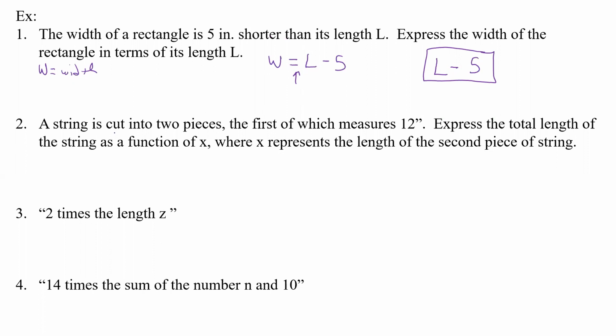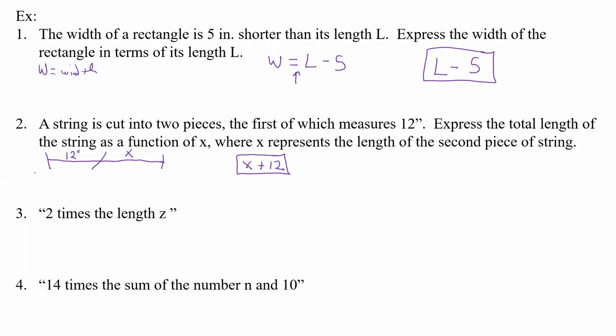Now, how about the next one? A string is cut into two pieces. So if we think about that, we have a string and it's sliced in two pieces, okay? The first measures 12 inches. Okay, well, that's 12 inches. Express the total length of the string as a function of x, where x represents the length of the second piece of string. Okay, well, the second piece, it just said that was equal to x. So if we're just writing the expressions, how would we find that total length of the string? Well, we would just take x plus 12, add those two together, and we get the length from here to here, because that piece is 12 inches, that piece is x inches, x plus 12.